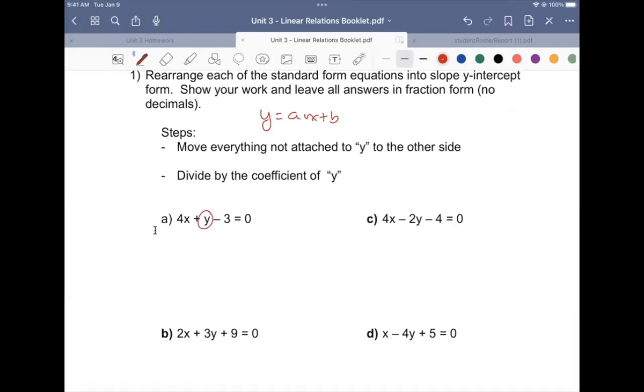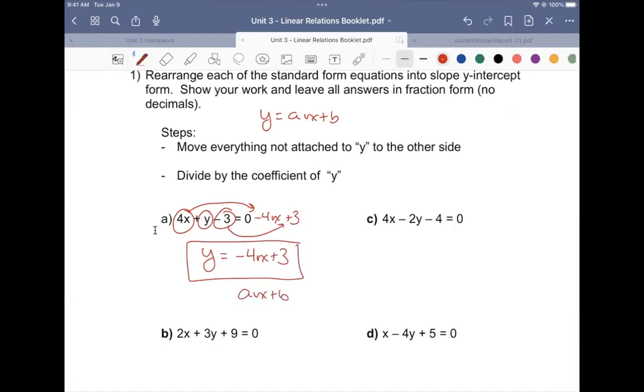So first thing that we're going to do, I'm going to move this over and it becomes negative 4x. I'm going to move this over and it becomes positive 3. So I will get y is equal to minus 4x plus 3, and I'm done. Now we have it in ax plus b format, so we know that negative 4 is our slope, and we know that positive 3 is our y-intercept. Just going to erase that.